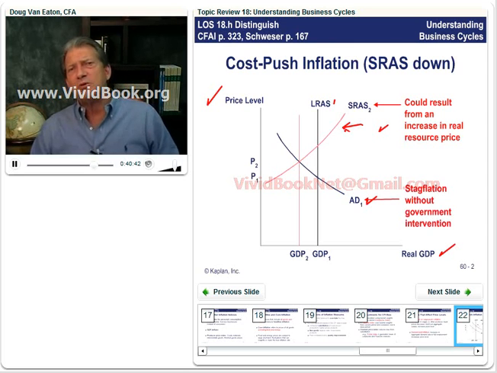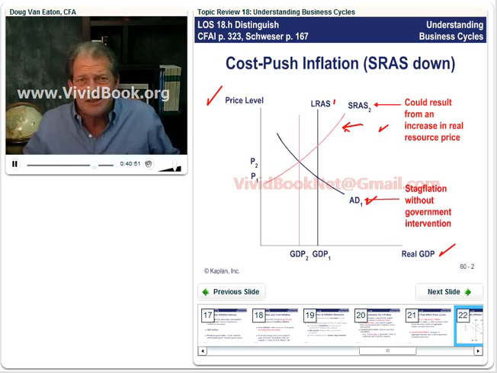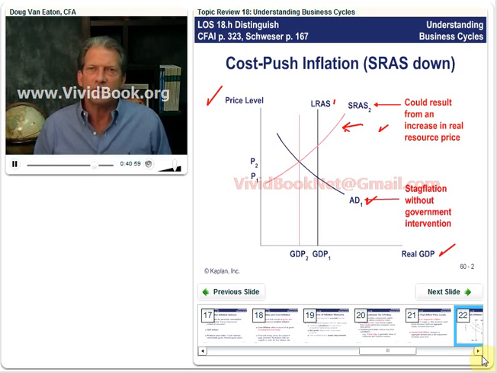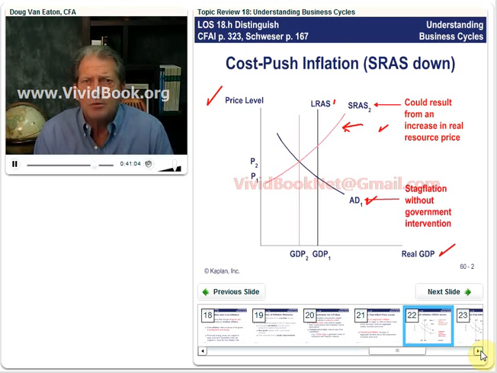Well, if those input prices go up, then at each price level, manufacturers, producers are willing to produce less because their input costs have gone up. So that's what shifted that short-run aggregate supply curve from SRS1 over to SRS2. So now where's our equilibrium? Well, it's thrown us into a recession.